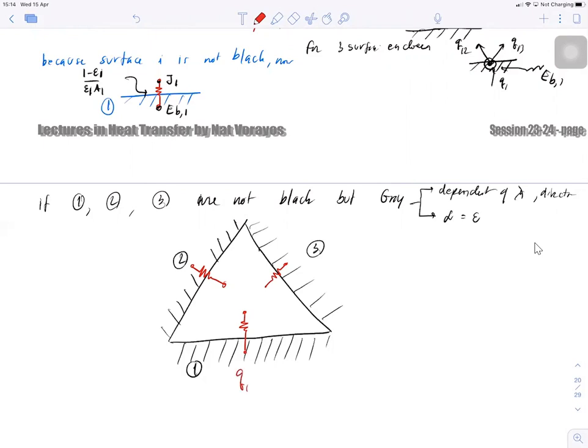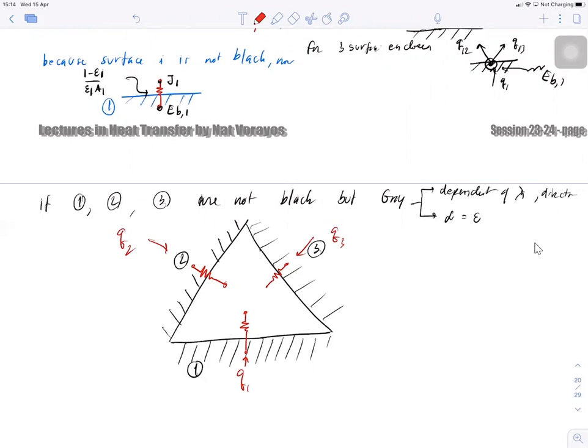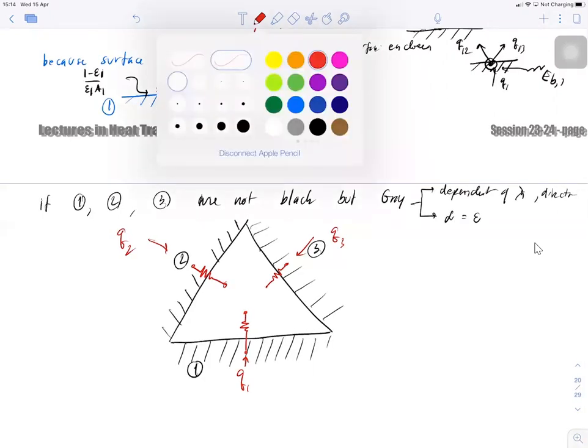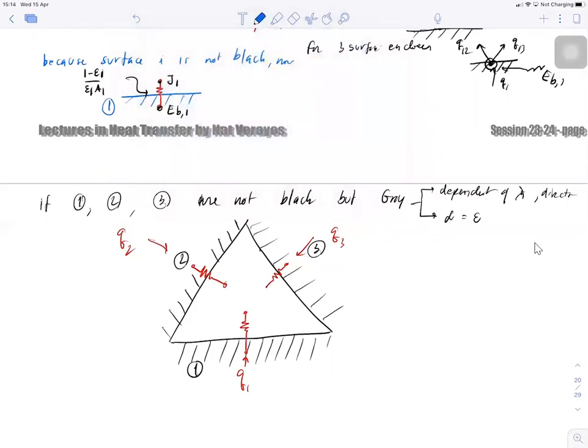So this is Q1 going into, this is Q3 going into, this is Q2 going into, but it is a resistance between 2 points. The first point is here, here, here, right? It's going to be EB1 on the inside, J1. And this is J3 and this is J2.